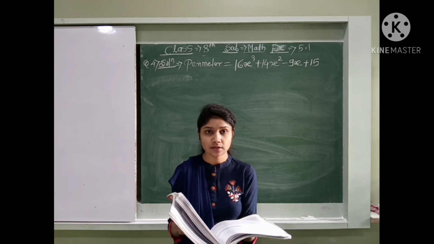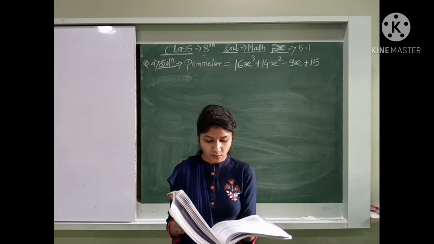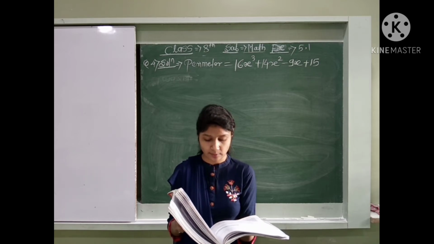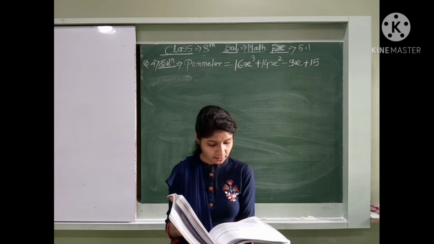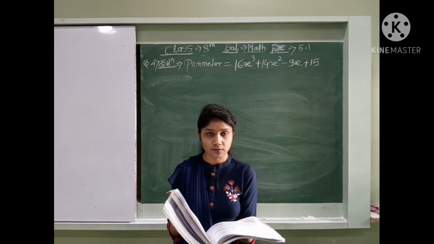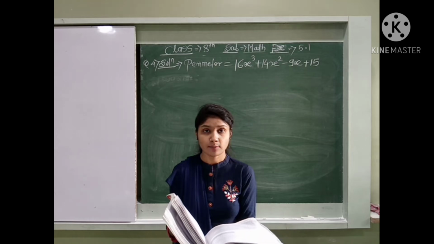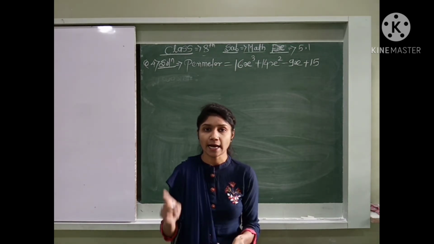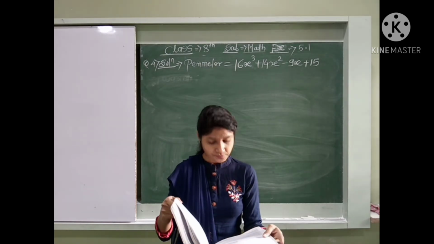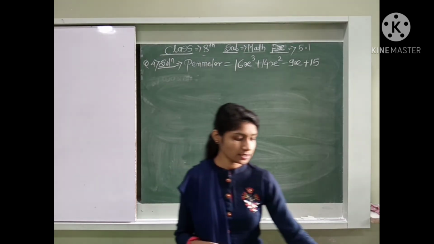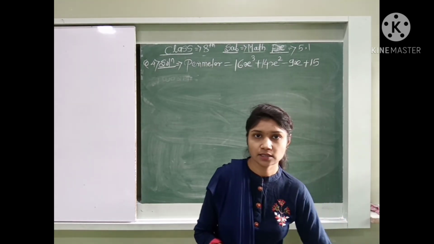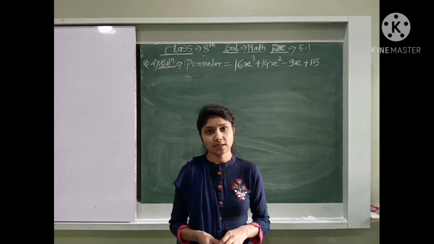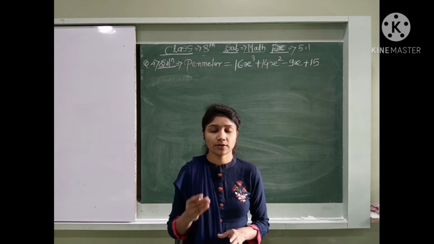Two sides are given. One is 7x cube plus 3x square minus 2x plus 3, and another side is 4x cube plus x square minus 5x plus 7. In this question the perimeter and two sides are given, and we have to find the third side. All of you know that a triangle has 3 sides. It's a very simple question.